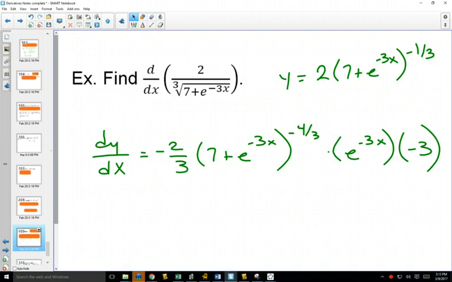So in this case, when I bring the negative 1/3 out in front and subtract 1 from the exponent, I have a chain rule. And then in the chain rule, I have another chain rule. Because 7 plus e to the negative 3x is the inside function at first. So when you do the derivative of that, you find out that you have a negative 3x inside e to the x. And so you have the chain rule twice here.